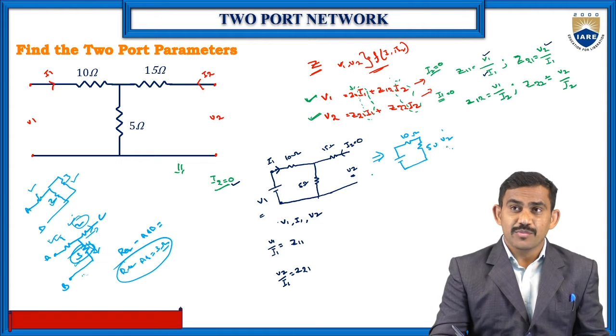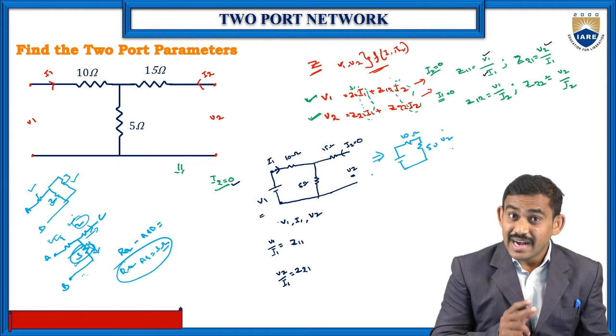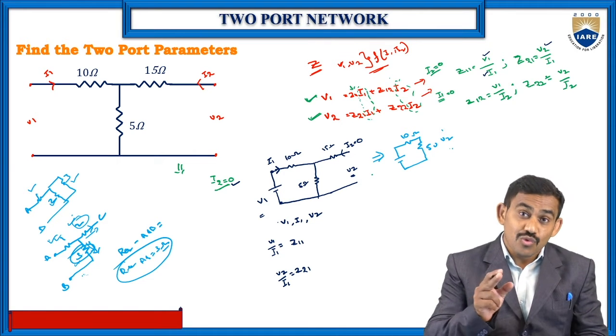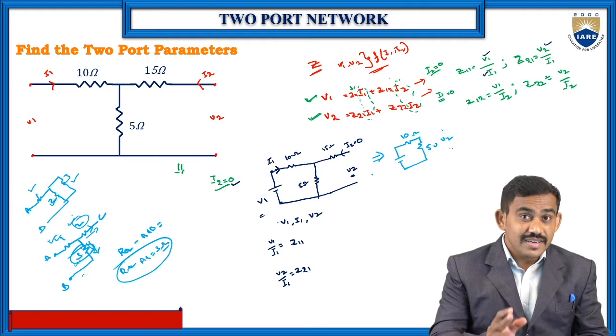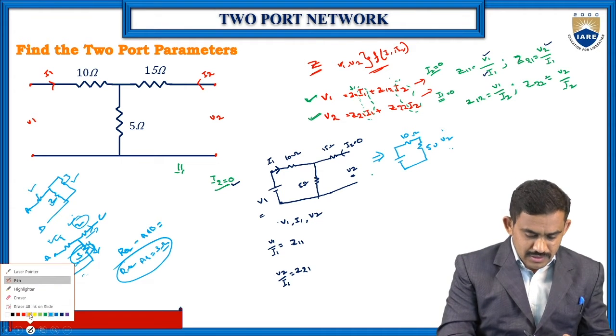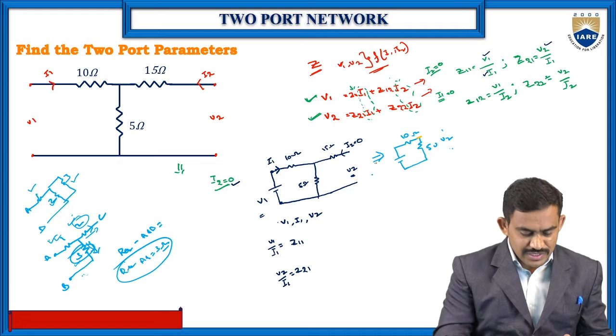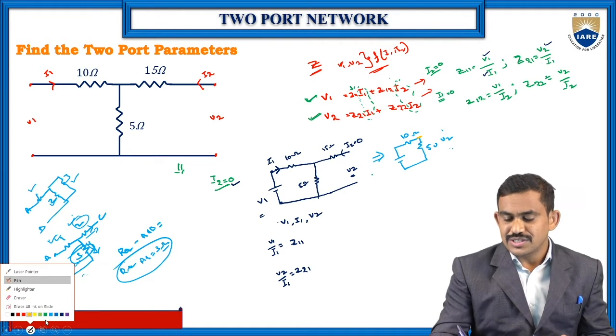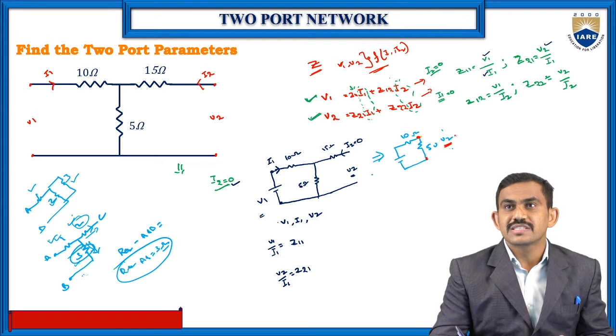V2 we have means across which resistor? Across the 5 ohm resistor. Which voltage do we have at the 5 ohm resistor? That voltage is your V2 voltage. V2 voltage is nothing but your 5 ohms voltage, V5 ohms.